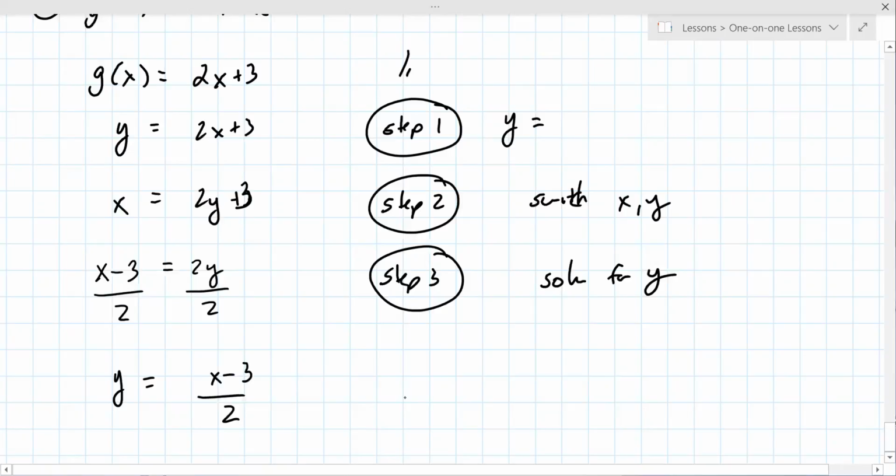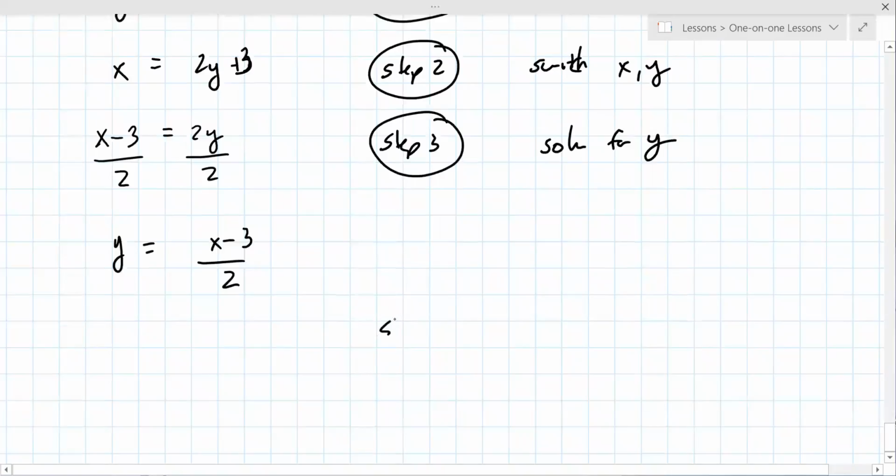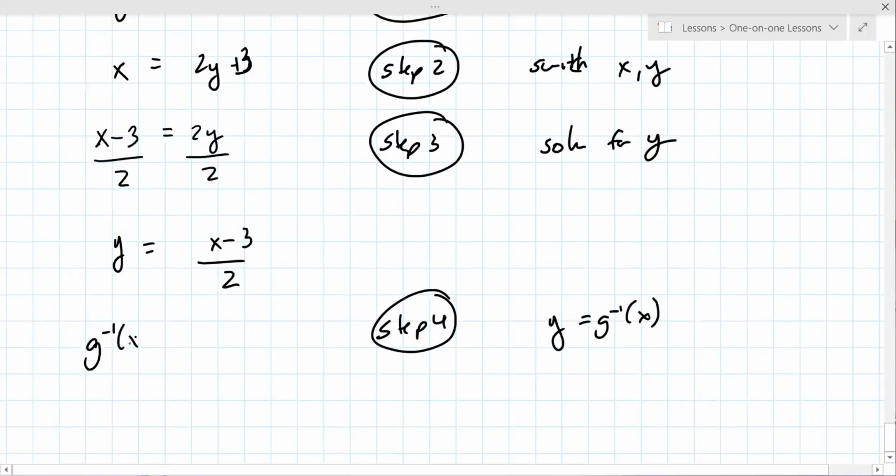So it's not really a step, but you could write it that way. Step 4 is that y equals g inverse of x. Basically, you're just writing g inverse of x equals (x minus 3) over 2. It's a notational step. So you're done here, but sometimes they want you to do a little bit more.